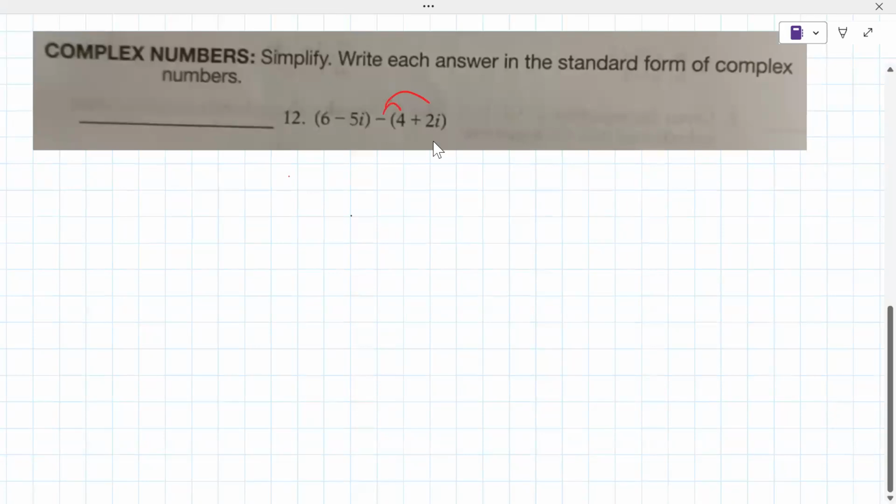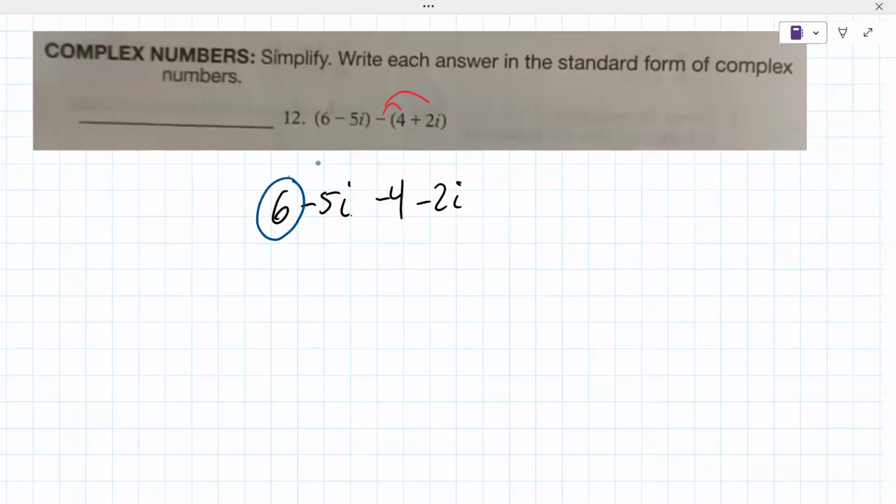Both numbers become negative. Well, that's true in this case, but only because they're both positive. So can you tell me what to write? Negative 4 plus negative 2i, or minus 2i. Yep, good. And then it's 6 minus 5i.